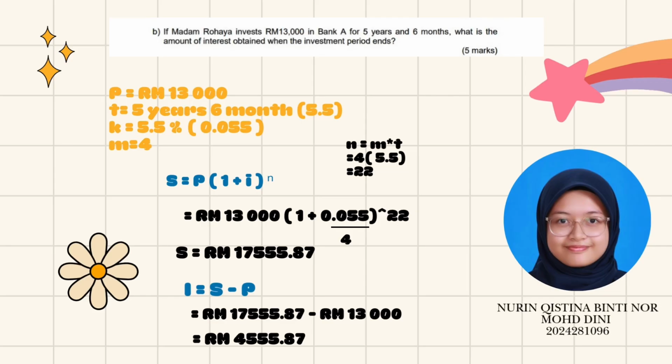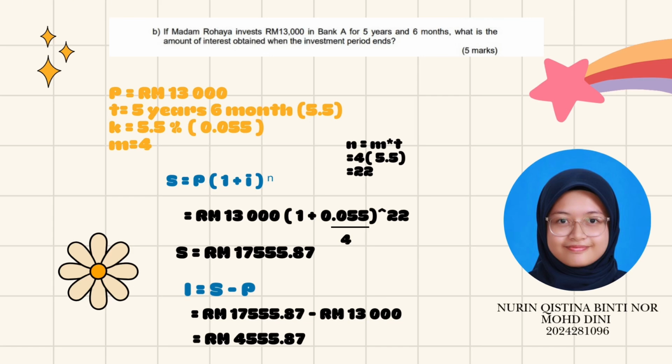Next, I'm going to explain question B. If Madam Rohaya invests RM 13,000 in Bank A for 5 years and 6 months, what is the amount of interest obtained when the investment period ends? In this question, we need to find two things, which are the future value and the interest obtained. We still use the same formula for the future value, S equals P(1 + i) to the power of n. The first step is to find the future value, which is RM 13,000 multiplied by (1 + 0.055 divided by 4) to the power of n, which is 22. The final answer we will get is RM 17,555.87.